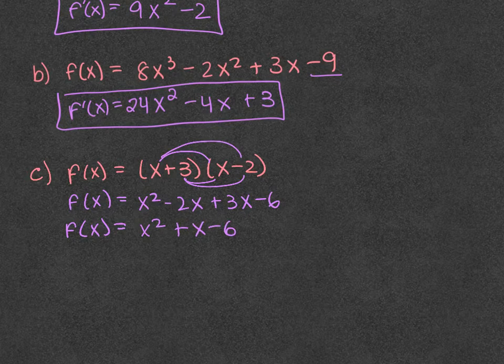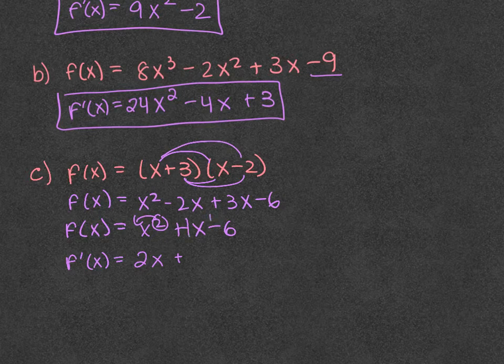Now that we have everything separated out into terms, we can solve it the same way we did the previous two. So f prime of x, bring the 2 down, so 2x to the first, plus the derivative of just x, there's like a 1 here. So 1 times 1 is just 1. And then the 6 is a constant, so nothing there.